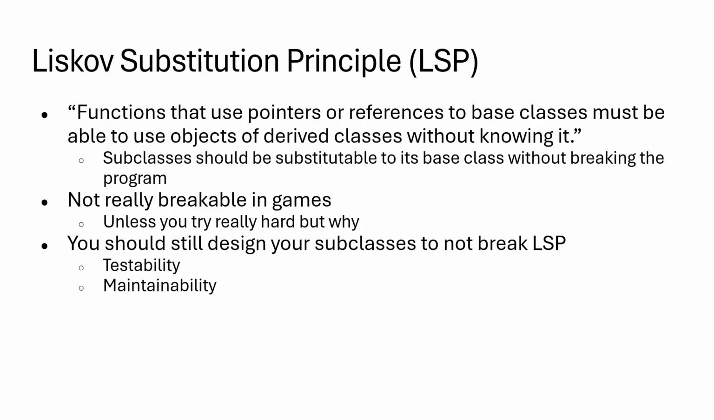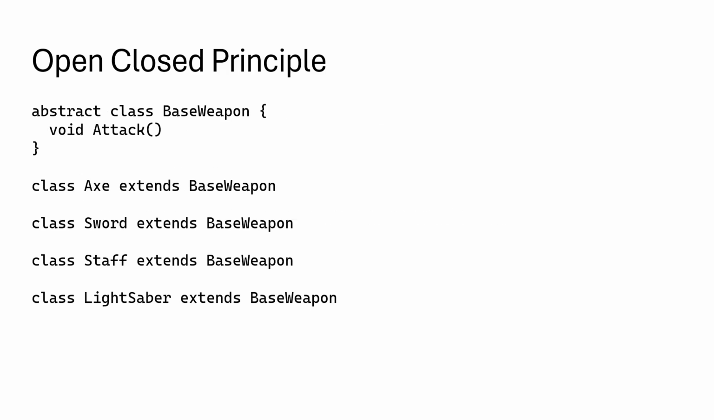So in this case, if I have a declaration of a base weapon anywhere in my code base, I should be able to substitute it with any of these subclasses, any of axe, sword, staff, or lightsaber, and it won't break the game. So it will still perform as intended, just with a different behavior due to it being a different weapon. But it's not supposed to cause any kind of problems.